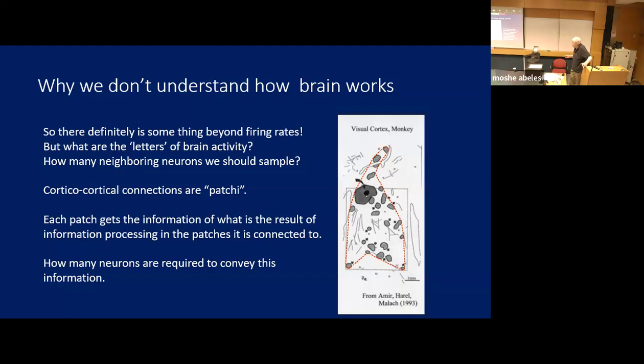So here he waited only something like 10 days. So you see some of the patches. If you wait more, you will see more patches. So in our brain, how many patches like this would be connected to each patch?